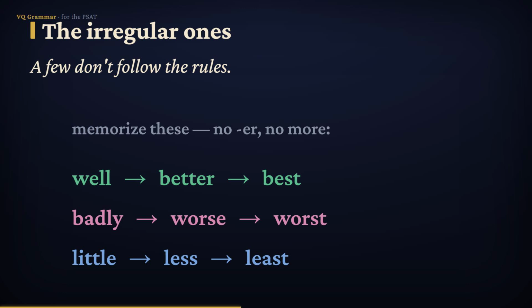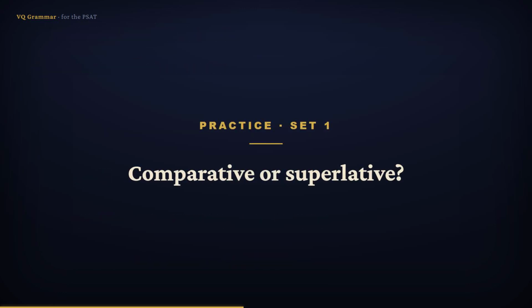Little, less, least. In this first set, decide whether the sentence needs the comparative form, comparing 2 actions, or the superlative form, comparing 3 or more. Watch for the words than and of all. Pause and try each one before I answer.